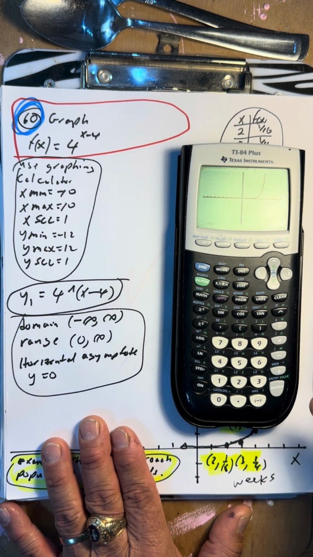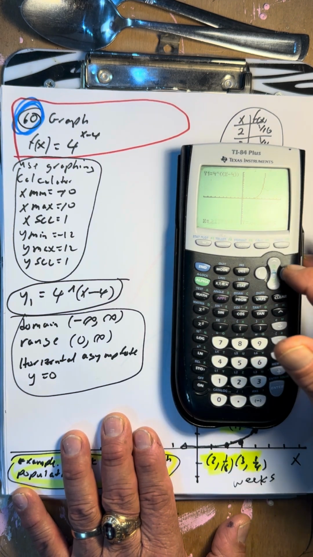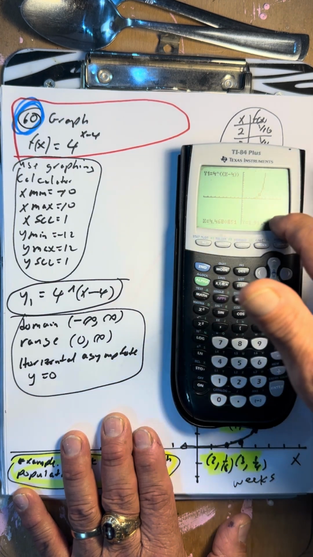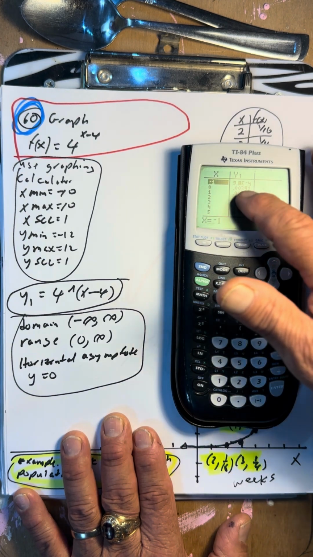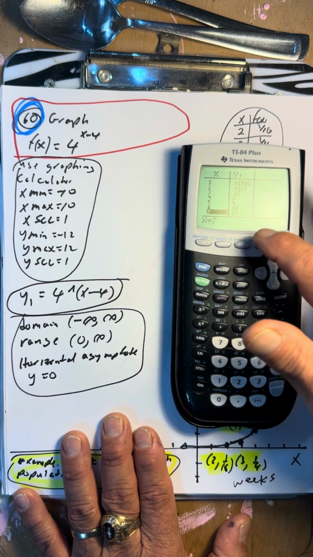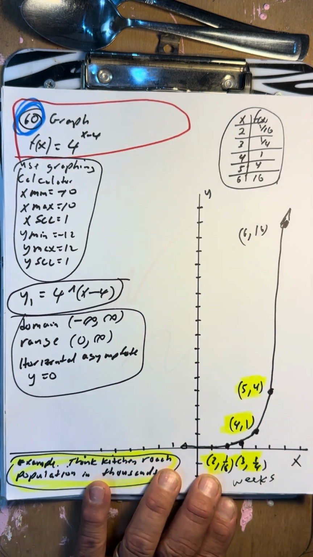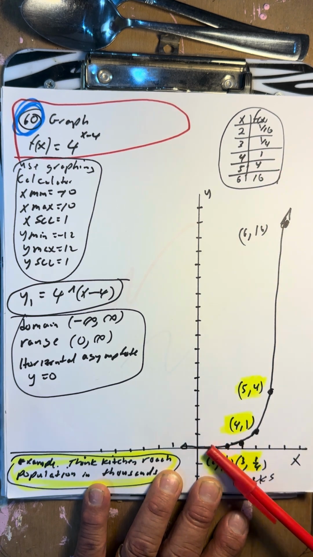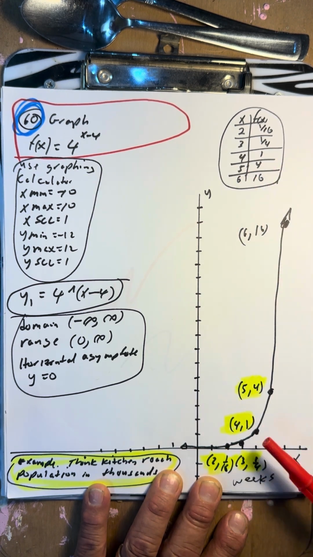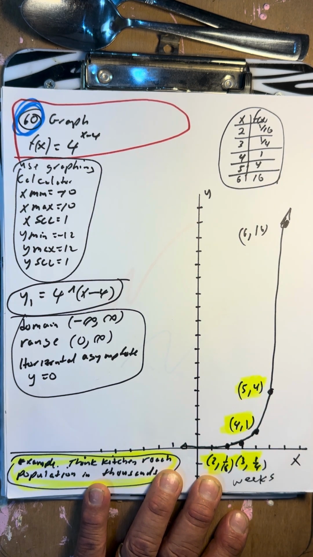There it is. You can do a trace if you want to, so you can see what the numbers are as it's moving around and going up, up, up. It gives you the ordered pairs right here. You can also do a table, and that'll give you a whole bunch of numbers to use. At 2 it is 1 over 16. At 3 it is 1 over 4. At 4 it is 1. At 5 it's 4. And at 6 it's 16. So the graph goes like this, increasing. It's getting bigger, bigger, bigger.